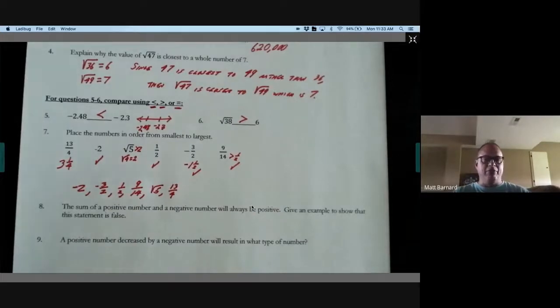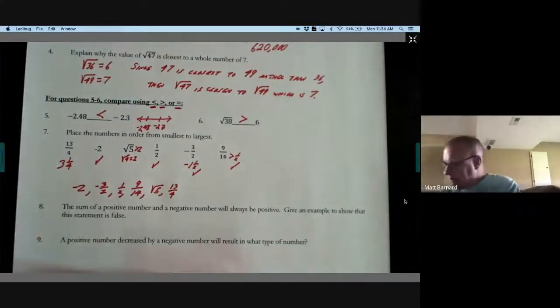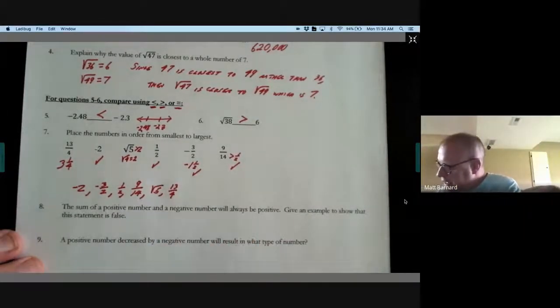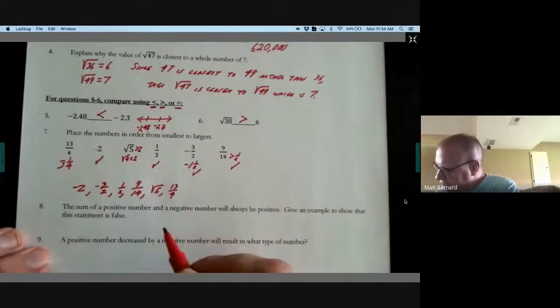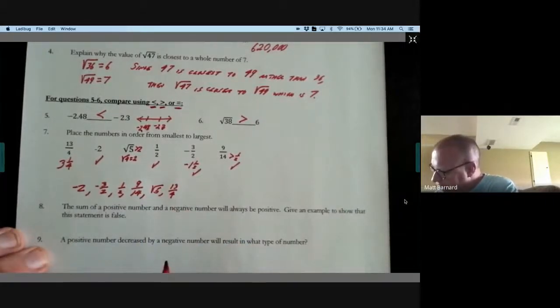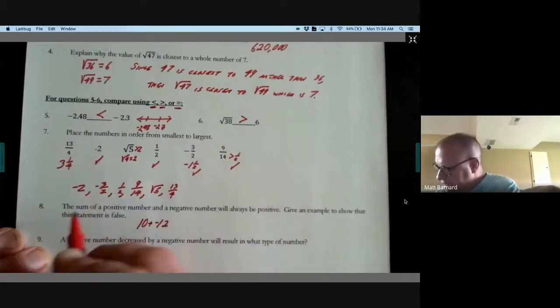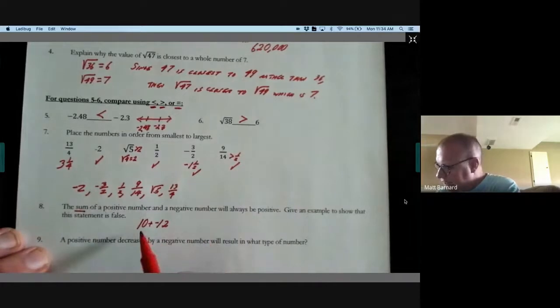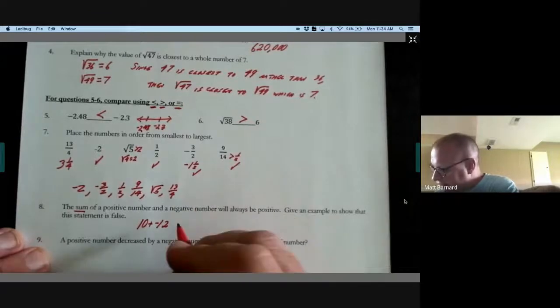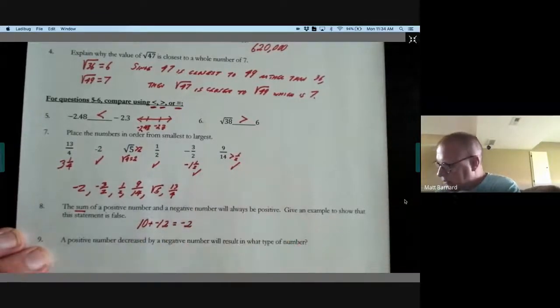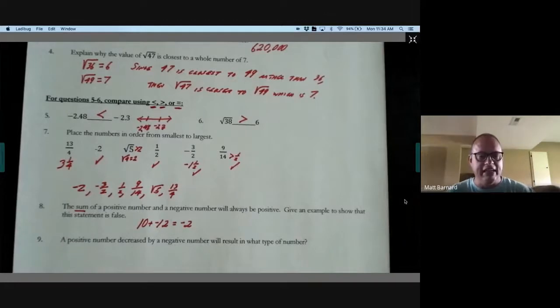So 8 says the sum of a positive number and a negative number will always be positive. Give an example to show that this statement is false. Well, if we have a positive number and a negative number, let's do this, 10 plus negative 12. Now, sum means add. And if I add a positive number and a negative number, it will always be positive. Well, not in this case, because I have more negatives than positives, so I end up with -2.